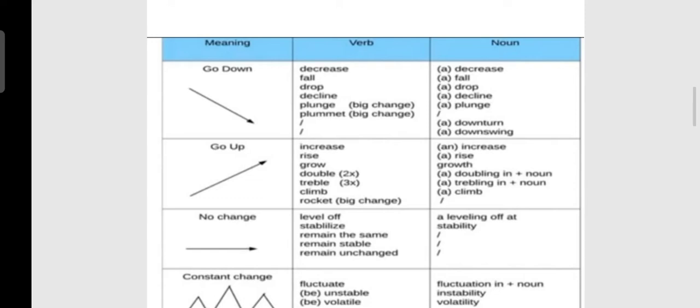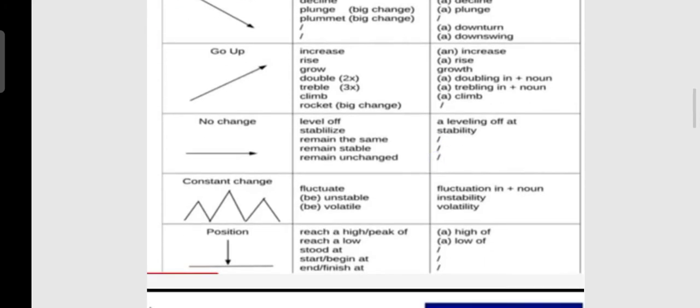Okay, climb, rocket, all these can be there. And the same way the nouns are there. If there is no change, it is stable, the line is stable, we can write level off, stabilize, remain the same, remain stable, and all that.